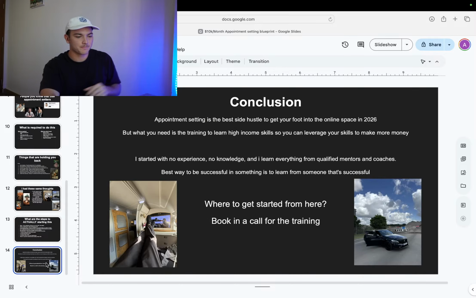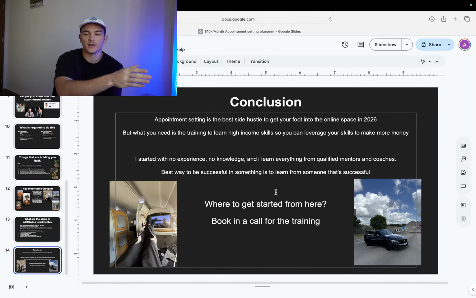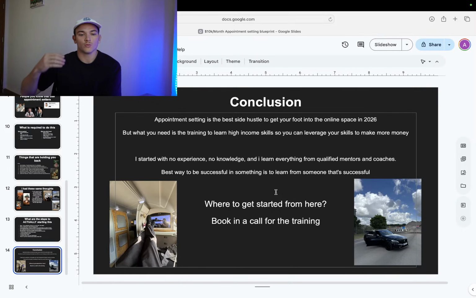Give me the details. But to end this here, conclusion. Appointment setting is the best side hustle. I would say it's the best way to get your foot in the door, especially into the online space. But the gap between where you are right now and making your first bit of money online is the skill sets. The roles and jobs that are out there, and actually making $5, $10, $20, $30,000 a month, what's missing is a lack of skill set from you. You don't have high income skills.